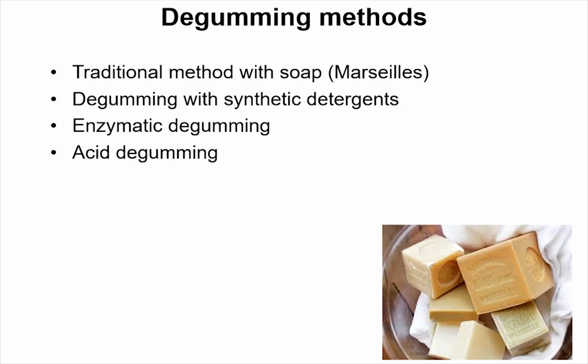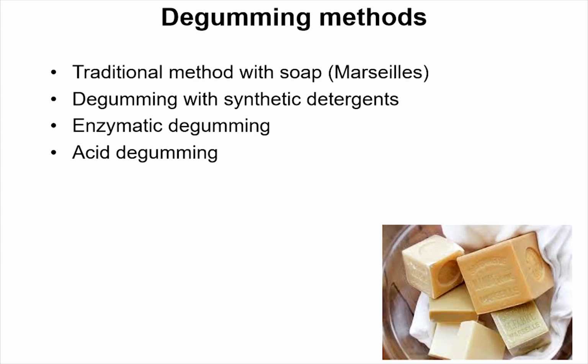There are four different methods used in degumming. One is the traditional method with the use of soap, that is Marseille soap, and the next one is degumming with synthetic detergents. Third is enzymatic degumming, and fourth is acid degumming.